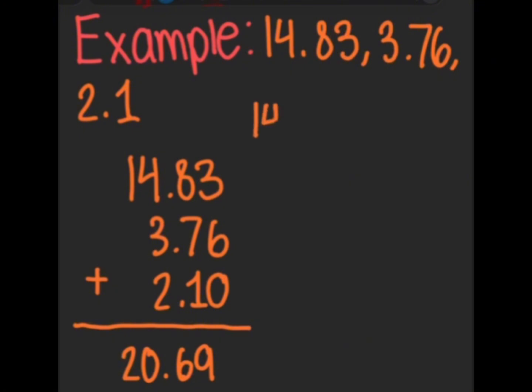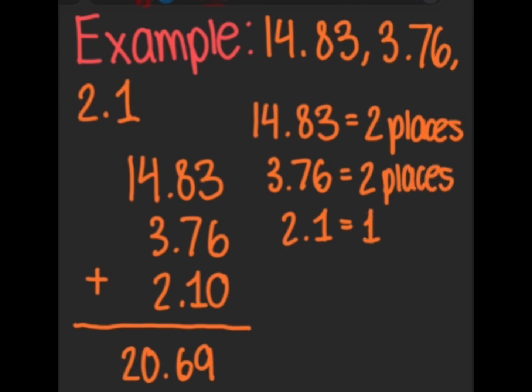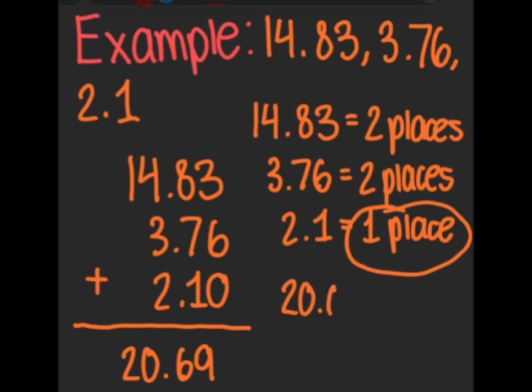So from here, I will write all my decimals again and write how many decimal places each has. This has 2. This also has 2. And this has 1. And we want to round to the least decimal place, so we would round 20.69 to 1 decimal place, which equals 20.7.